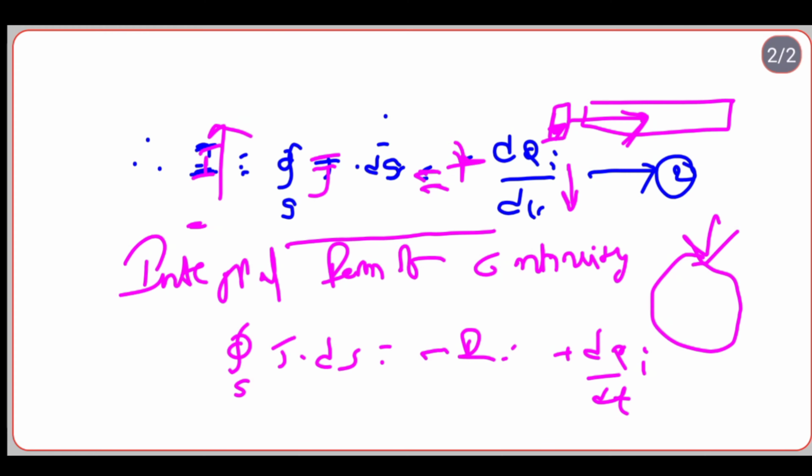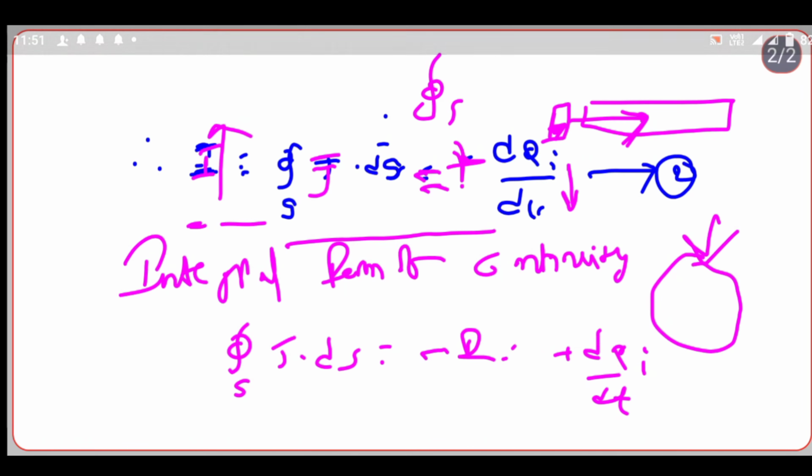The point form of continuity equation can be obtained from the integral form. This is the integral form: I equals surface integral J dot dS equals minus dQi by dt. The point form can be obtained using the divergence theorem. What is the divergence theorem? The divergence theorem is used to convert a surface integral to a volume integral. Already you know that.